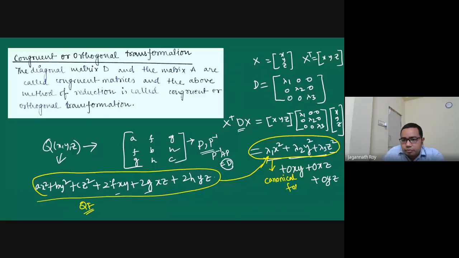Canonical form. So the mixed entries, xy and xz, will not be there. Only the squared terms x, y, and z will be there. There is no term xy. Mixed terms are not there. So this transformation is called congruent transformation, or orthogonal transformation.